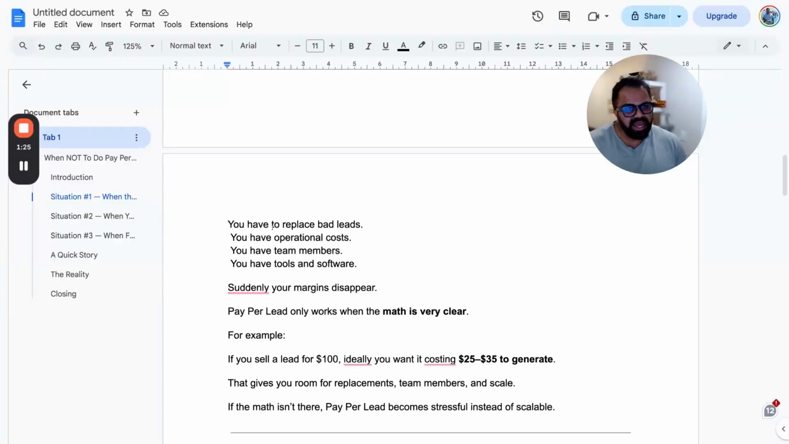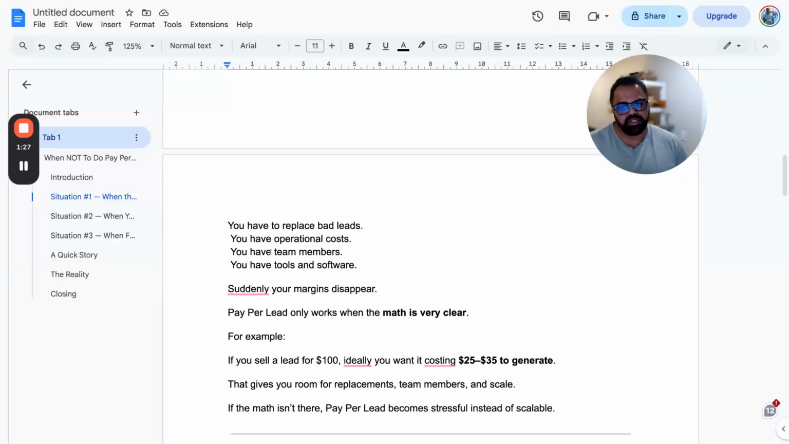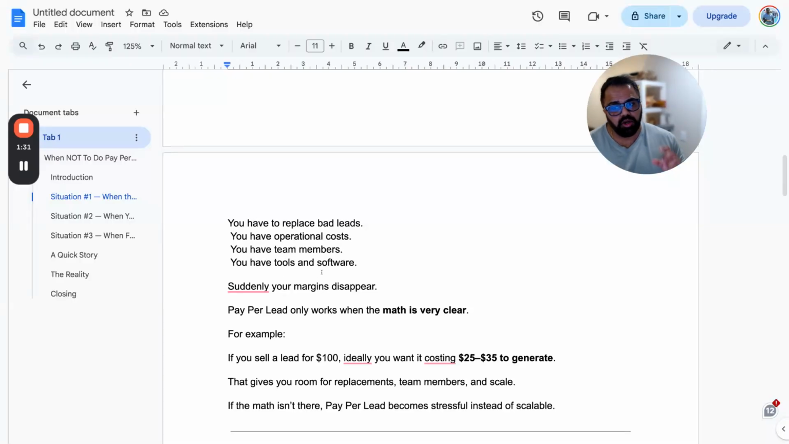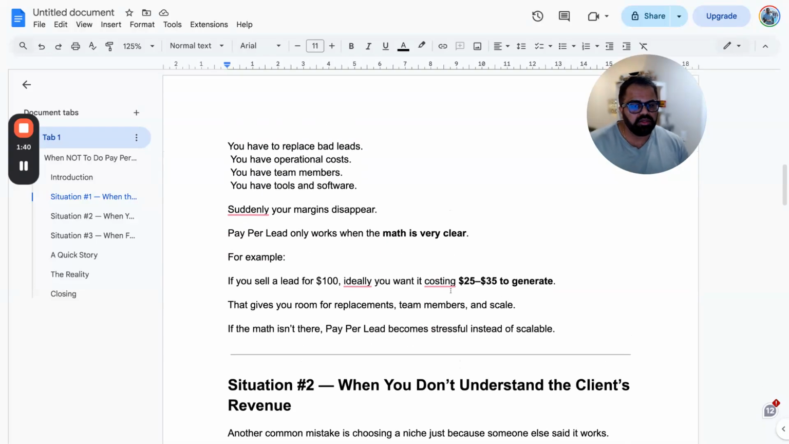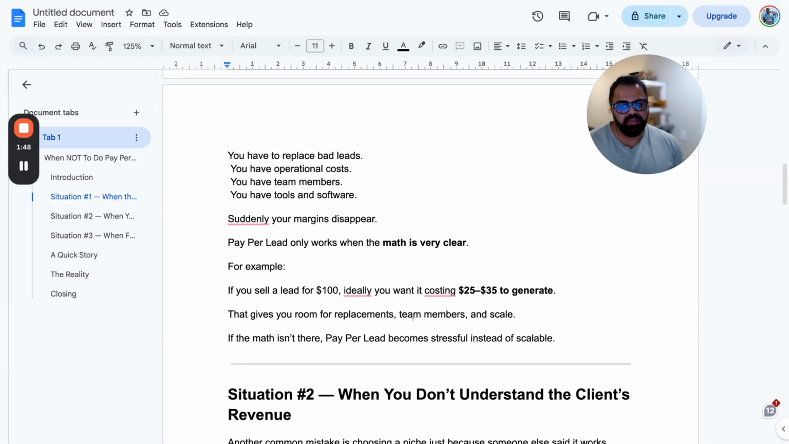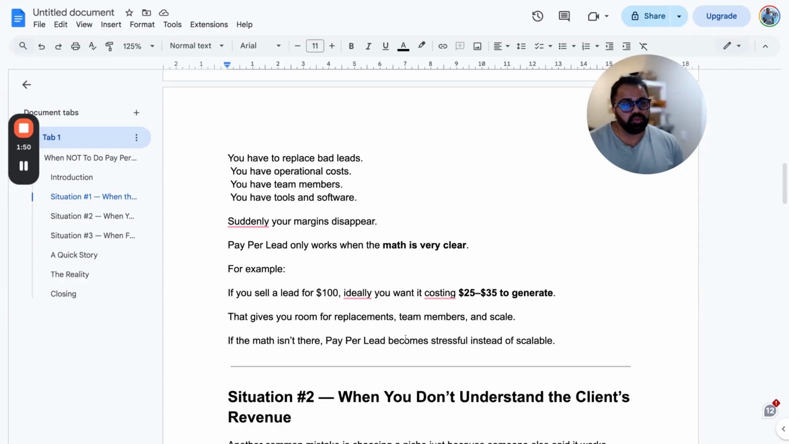You have to replace bad leads. You have operational costs. You have team member costs. You have tools and software costs. Suddenly, your margins disappear, and paper lead only works when the math is clear. For example, if you sell $100 leads, ideally you want the leads costing $25 to $30 to generate. That gives you enough room for replacements, team members, and scale. If the math isn't there, paper lead becomes really, really stressful and is not scalable.